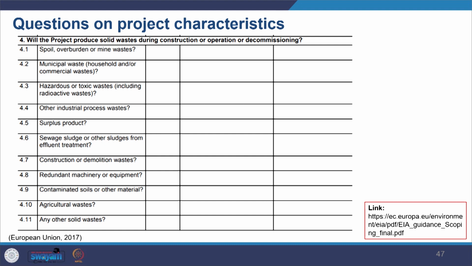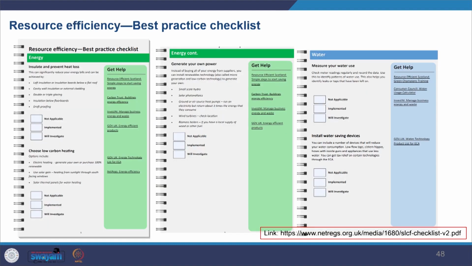This example is the inbuilt checklist. The previous one you saw was like a specific checklist, or that can also be integrated with the main EIA report. The other I have taken from a resource efficiency best practice checklist. I've also given you the link so that you can download this checklist.